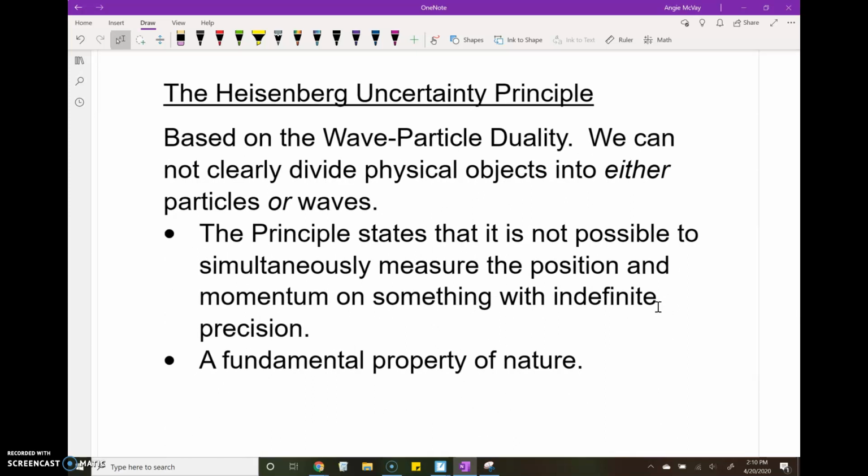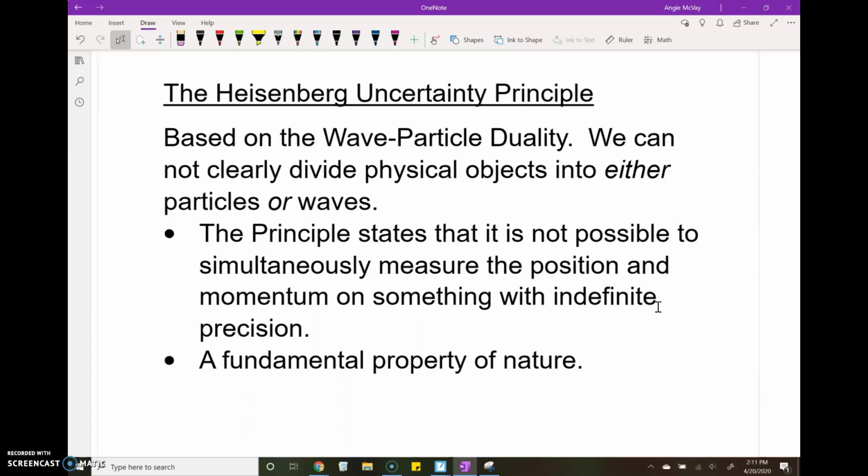All right, so based on this idea that something could be a particle or a wave, and that it only exists in a certain state once we choose to observe it, the Heisenberg uncertainty principle was developed. It's based on that particle-wave duality, and it says that we cannot clearly divide physical objects into either particles or waves, right? So it says that it's not simultaneously possible to measure an object's position and momentum with indefinite precision, right? And this is a fundamental property of nature.